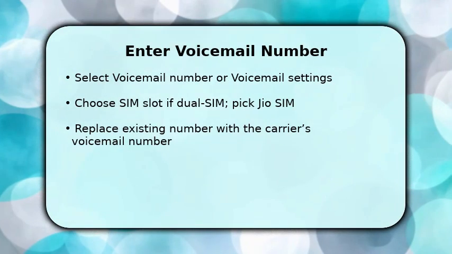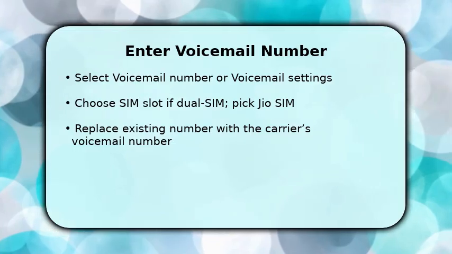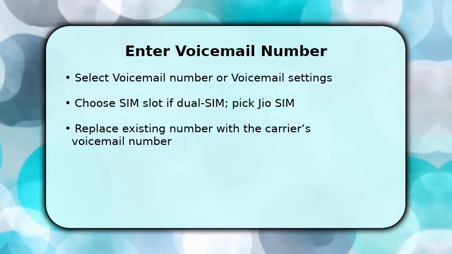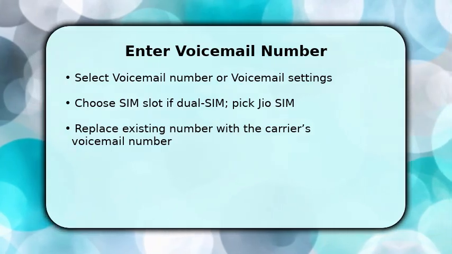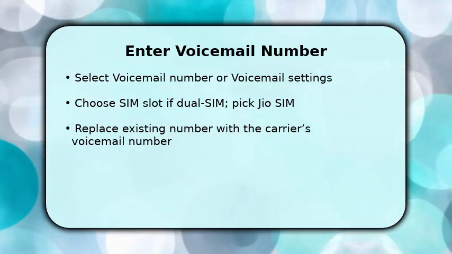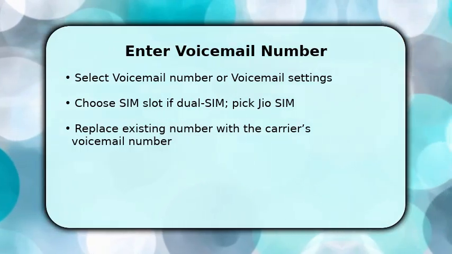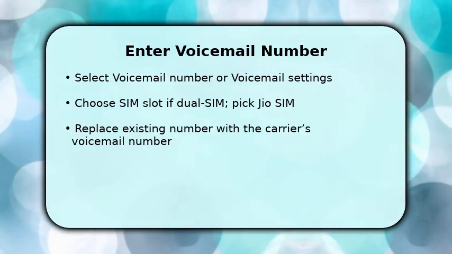Now tap voicemail number inside call settings. This is where you input the actual destination. If your phone has dual SIM, make sure you select the Geo SIM slot so the correct line uses voicemail, otherwise messages may route wrong. Delete or overwrite any existing entry and carefully type the carrier's voicemail number. Accuracy matters because a single-digit error stops delivery.